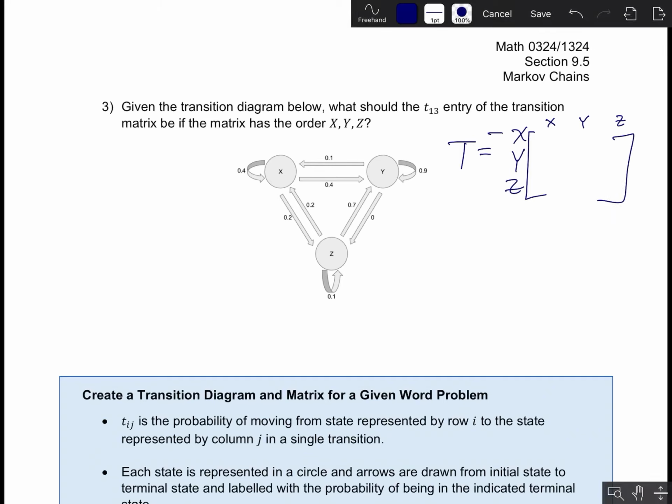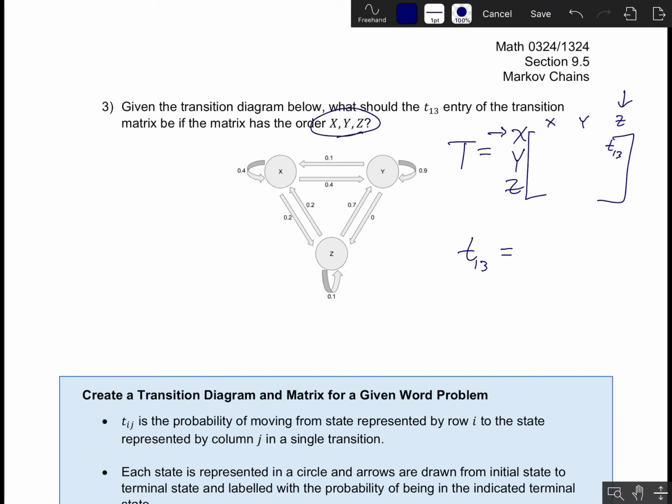But here, if I want the T13 entry, that would be in the first row and the third column, so this would be T13. And therefore, T13 should represent the probability of transitioning from the first state to the third state. So this is from the first state to the third state, or in other words, from X to Z. So if you want, you can pause the video and commit to an answer now, just to make sure that you're understanding what's happening so far.